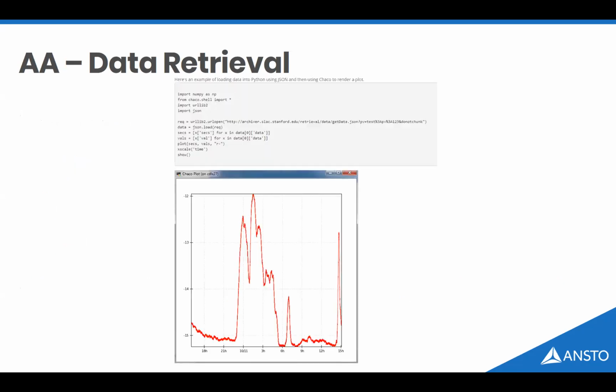So this is just a quick example on their website of the amount of code that you need to plot something from the archiver. It is Python 2, so maybe it needs an update, but it demonstrates that you need a few imports and 6 lines of code, which is pretty good.